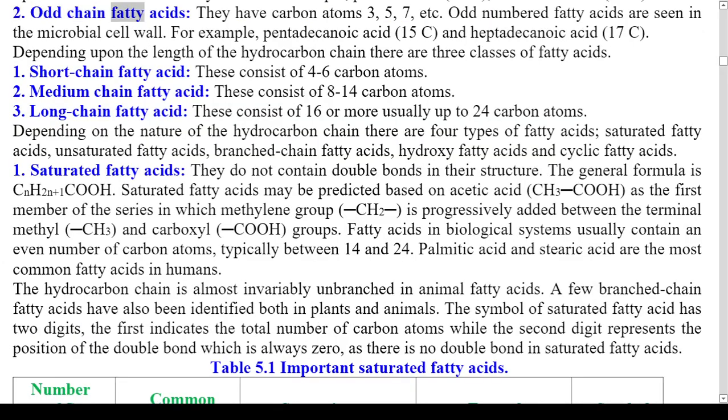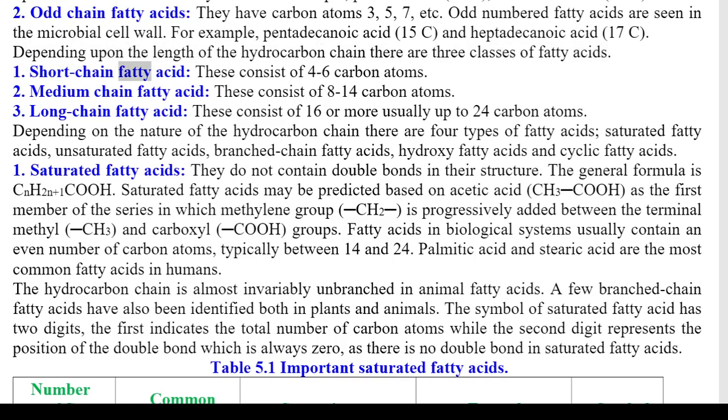2. Odd-chain fatty acids. They have carbon atoms 3, 5, 7, etc. Odd-numbered fatty acids are seen in the microbial cell wall. For example, pentadecanoic acid, 15C, and heptadecanoic acid, 17C. Depending upon the length of the hydrocarbon chain, there are three classes of fatty acids.